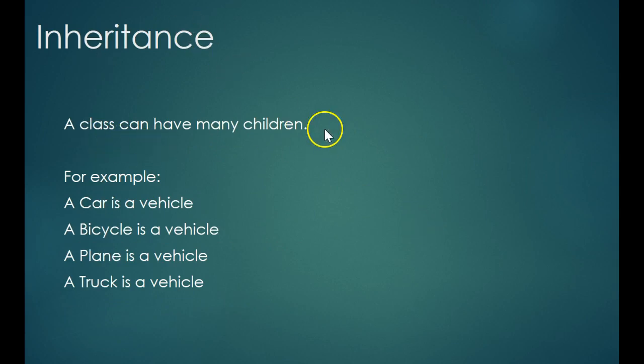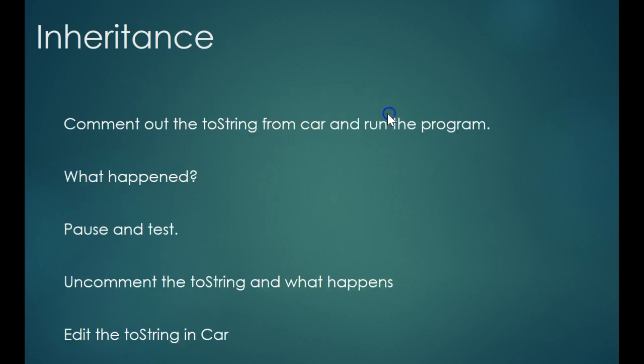Remember, a class can have many children. So for example, a car is a vehicle, a bicycle is a vehicle, a plane is a vehicle, a truck is a vehicle. You could say a skateboard is a vehicle. You could say rollerblades is a vehicle. Maybe not. So any parent class can have many children.